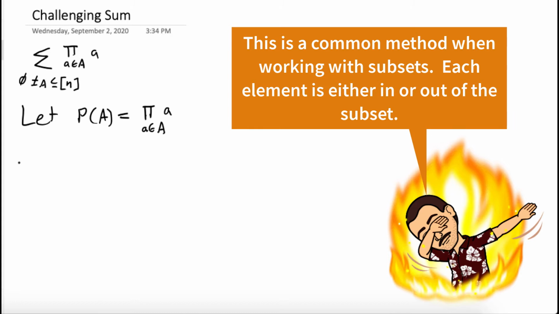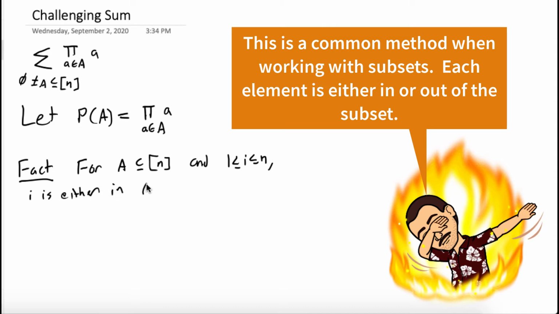And so here's an important fact that's going to help us solve this problem really quickly. For each subset A of bracket n, and i somewhere between 1 and n, it's a fact that i is either in the subset or it's not in the subset. Okay, so I know this sounds obvious, but this is an important fact. i is either in A or not in A.